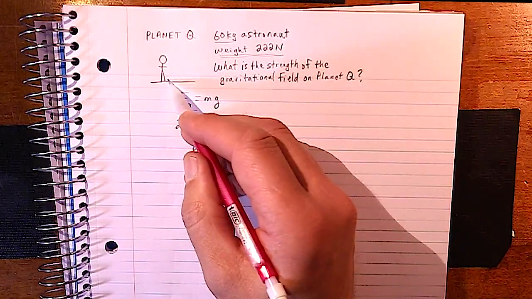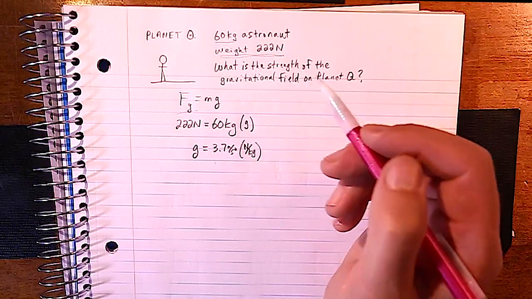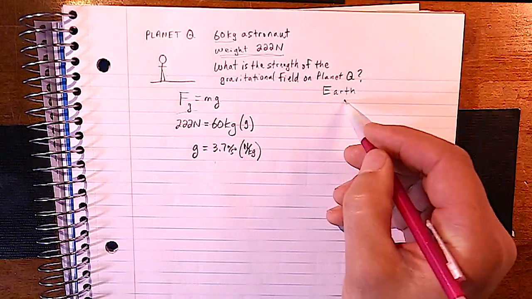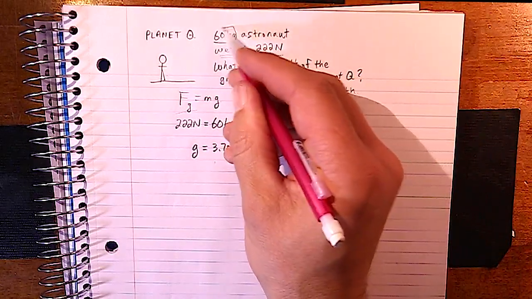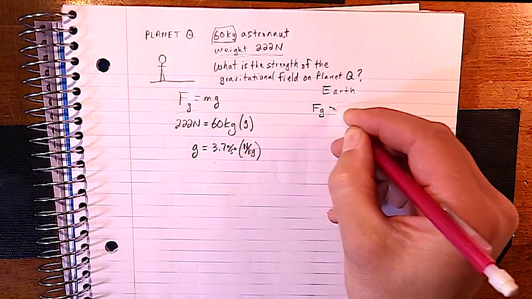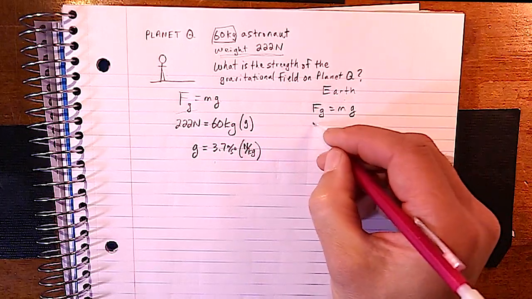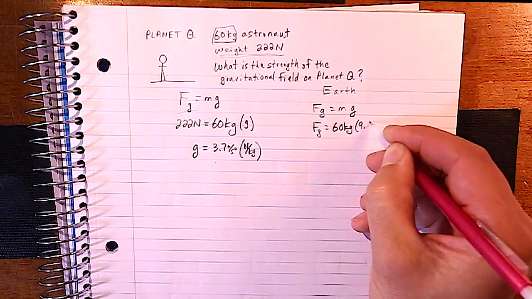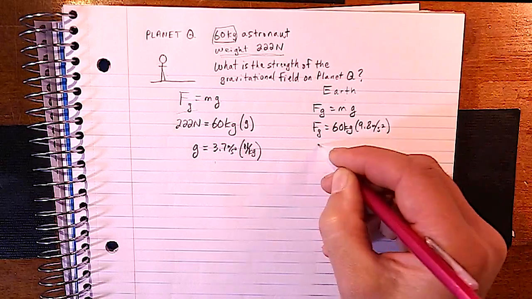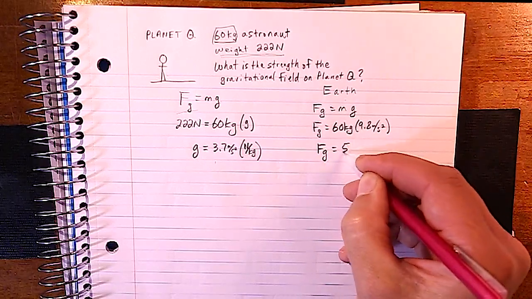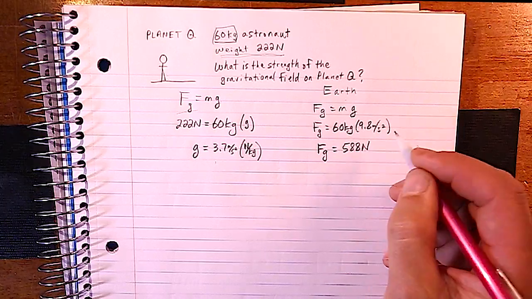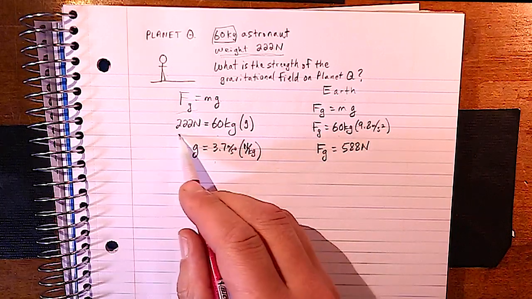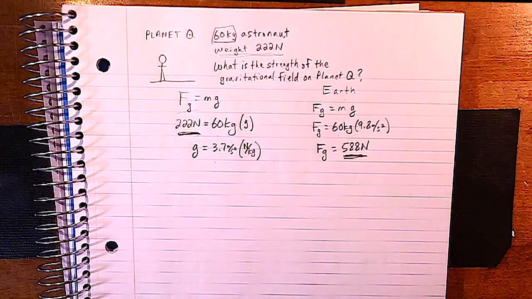So if this astronaut went back to Earth, what would they weigh? Well, on Earth, what stays the same? Their mass. So we could come back here and say Fg equals mg and find out what this person who has a 60 kilogram mass weighs on Earth. And that comes out to 588 newtons. Again, the mass remains the same, but the force of gravity, the weight, is different.